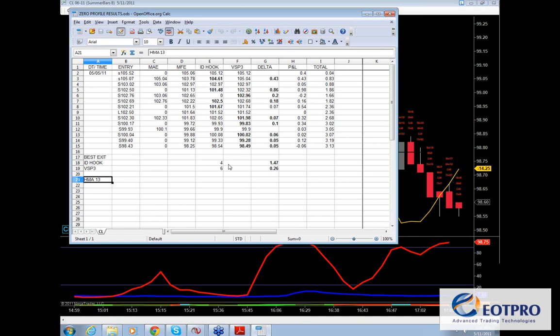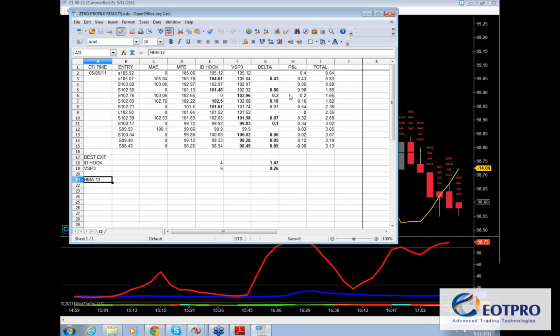Using the ID hook, you had fewer trades winning, but it ran for a lot more. You had almost a $1,500 difference. Versus using the volume splitter hook, which actually performed better, but it didn't keep you in the trade longer. So that's where one works better than the other, and you have to look at that to really finesse the trade.